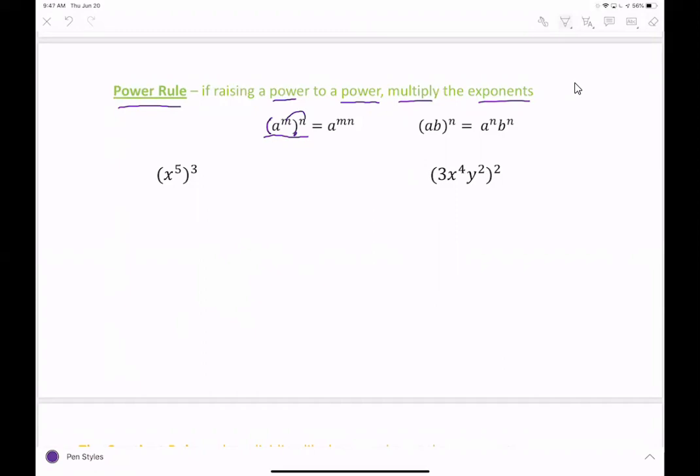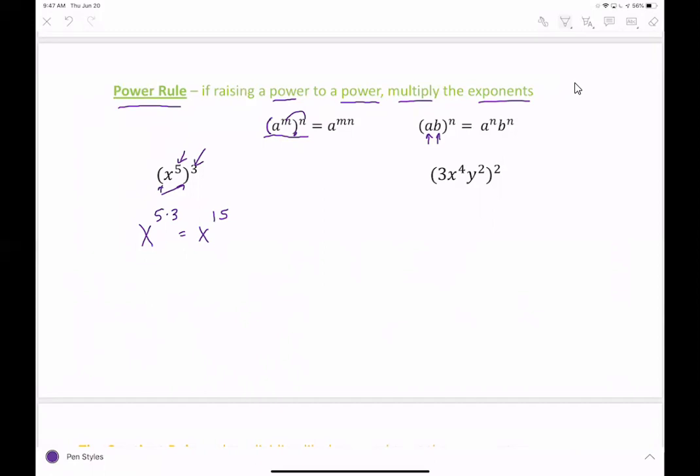You can do this with multiple bases. In this case, you can apply it to the A and the B. So this first example, we're going to look at, notice what we have. We have these parentheses here, and then we have this exponent on the inside. We have the exponent on the outside. So that should clue you in that we are going to multiply those exponents together, and that's going to give us x to the 15.